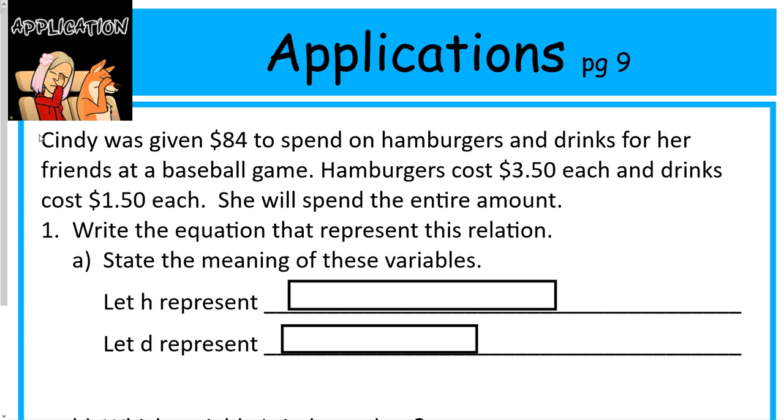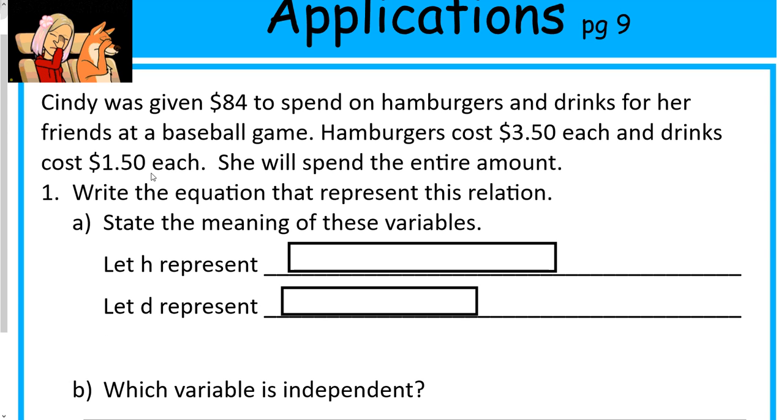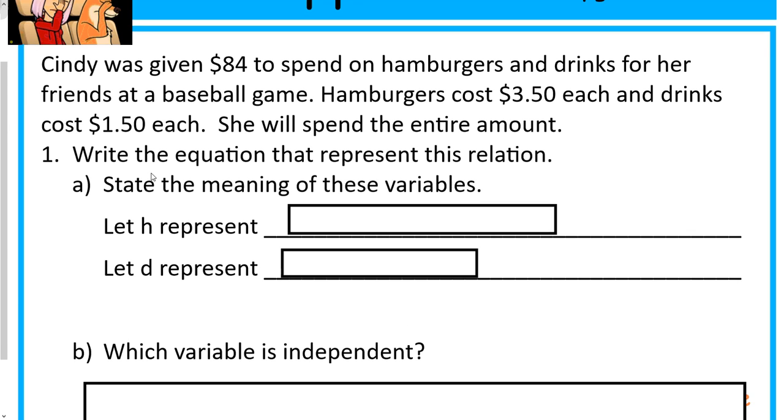So we've got Cindy, who is given $84 to spend on hamburgers and drinks for her friends at a baseball game. Hamburgers are going to cost $3.50 each, and drinks are going to cost $1.50 each. She's going to spend the entire $84. All right, so we need to write an expression to represent this information, but before we do that, we need to state what our letters in the expression are going to represent.